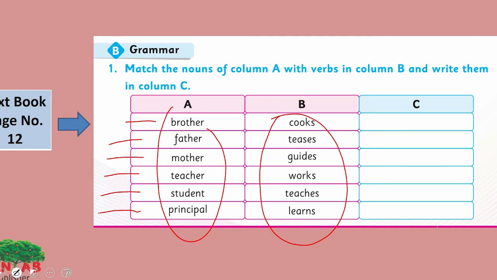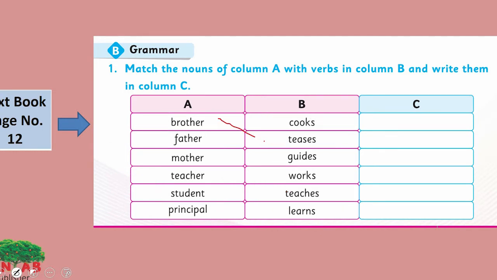Let's look at the first one here, brother. What does a brother mostly do? If you think of your own brother, younger or elder brother, what do they mostly do? Yes, you have to choose it here, you have to match this word brother with any of the verbs in this section. Look at here. A brother cooks, teases, guides, works, teaches or learns. Yes, brother mostly teases. A brother mostly teases you.